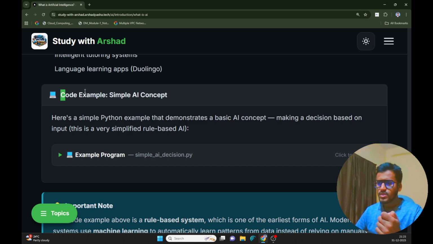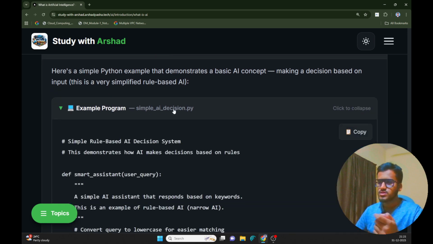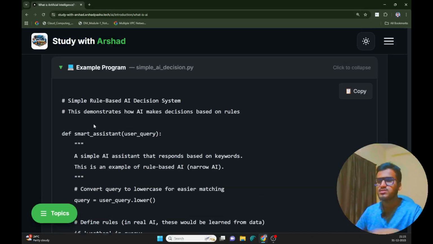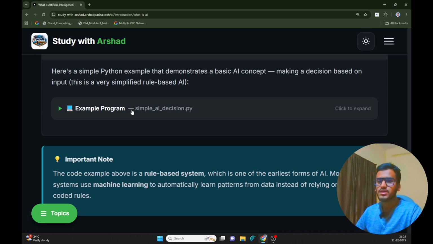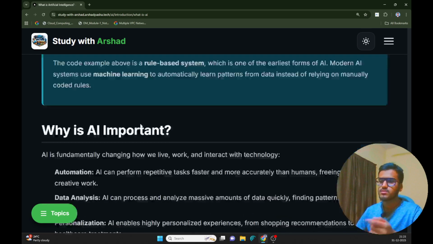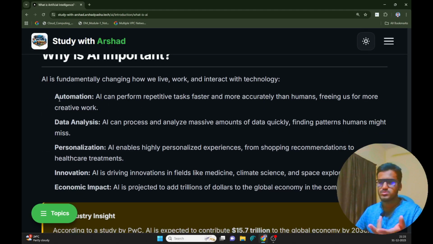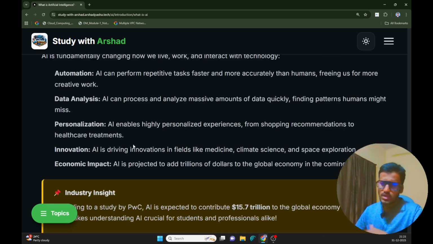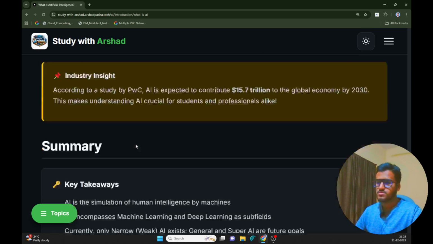We also have simple code, a simple AI where it works. Why is it important? Nowadays we can do automation and analyze data. By using the analyzed data, businesses are growing a lot. It will impact the economy, and innovations can be made.